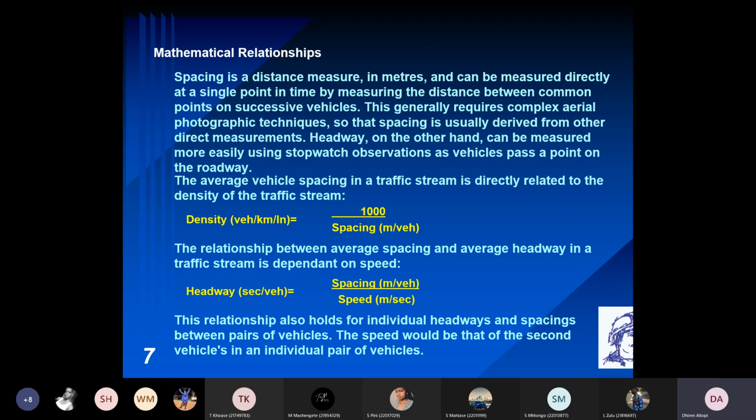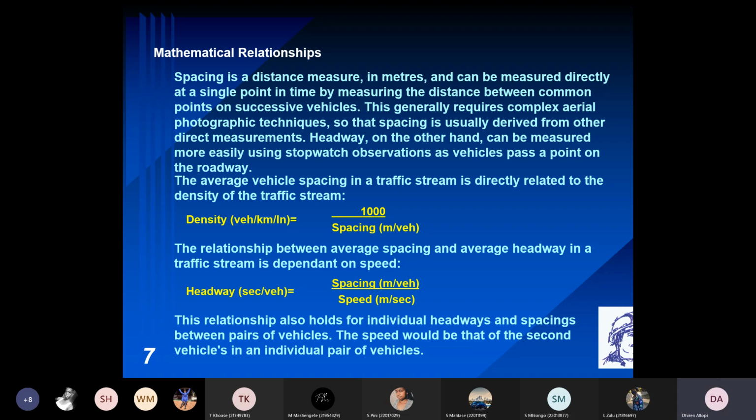So a bit more information on spacing, density, headway, and some mathematical relationships. Again, if I go straight down, you can see from the first line the mention of spacing, which is the distance measured in meters. So it's meters per vehicle that gives you your spacing, whilst headway is seconds per vehicle, say 3 seconds per vehicle. So one vehicle passes, 3 seconds later the next vehicle passes. That's your headway. So note the difference between spacing and headway.